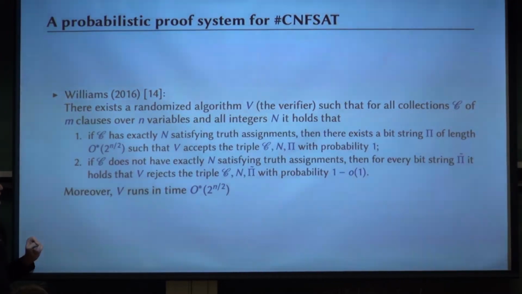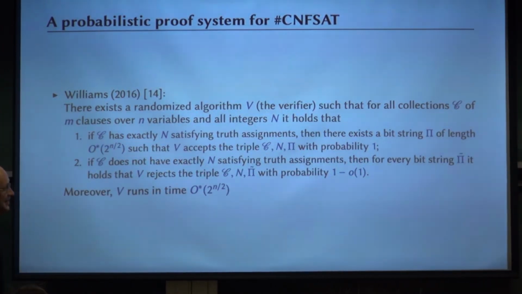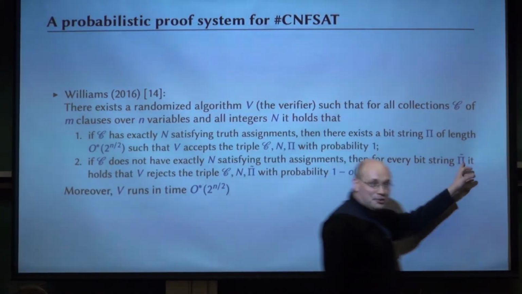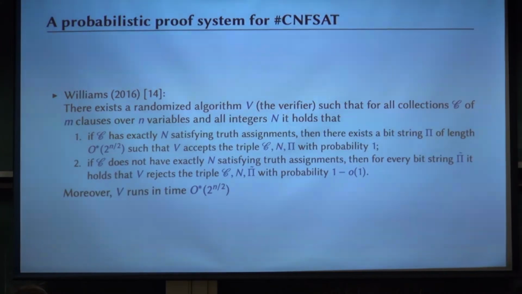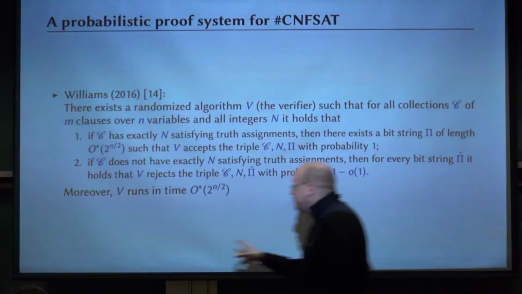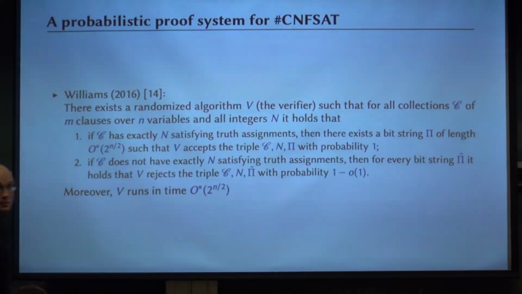And then there's the soundness case. If the collection of clauses does not have exactly N satisfying truth assignments, even if you're off by 1, then for every bit string that you would like to give to the algorithm, no matter how long or how short, the verifier rejects the triple with probability that tends to 1 as n tends to infinity.